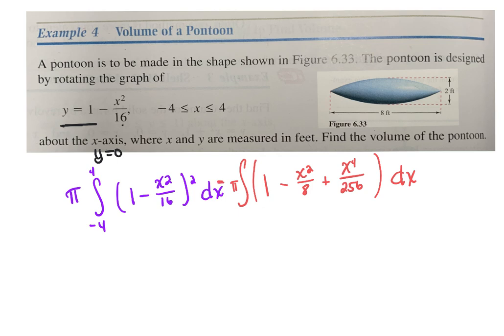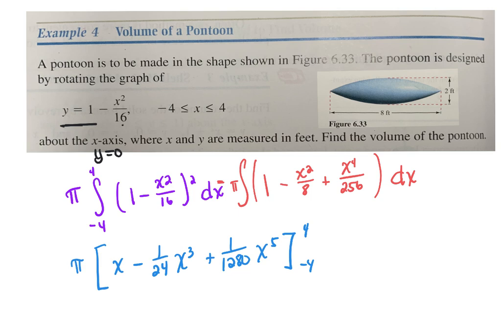And then taking the antiderivative, we're going to leave the pi out here. Antiderivative of 1 is just x. 1/8 x cubed times 1/3. So we get this. And then 1/5 was 1,257. Okay, 1280. There we go. We'll let the book do that one for me. -4 to 4. All right, plug in your 4s. We have 4 minus, that's 64, 24.